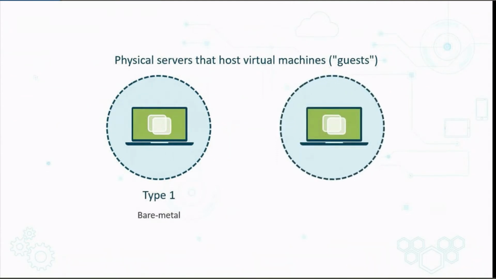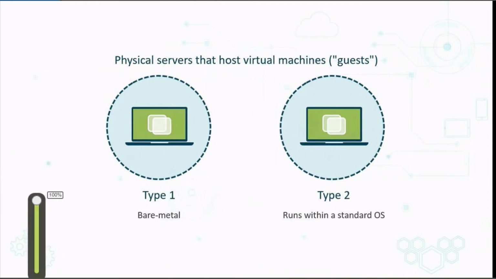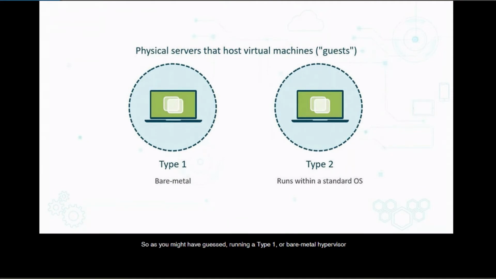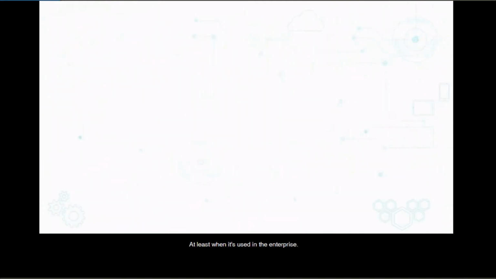So where the hypervisor hosts virtual machines, otherwise called guests, a type 1 is a bare metal hypervisor. And that means that it is the operating system that runs right on the physical hardware that supports operating system virtualization. Now compare that with the type 2 hypervisor. A type 2 hypervisor is an app. It's a piece of software that needs to be installed within an existing operating system like Linux, Windows, or the Mac OS. So as you might have guessed, running a type 1 or bare metal hypervisor provides more options and better performance than a type 2 hypervisor does, at least when it's used in the enterprise.